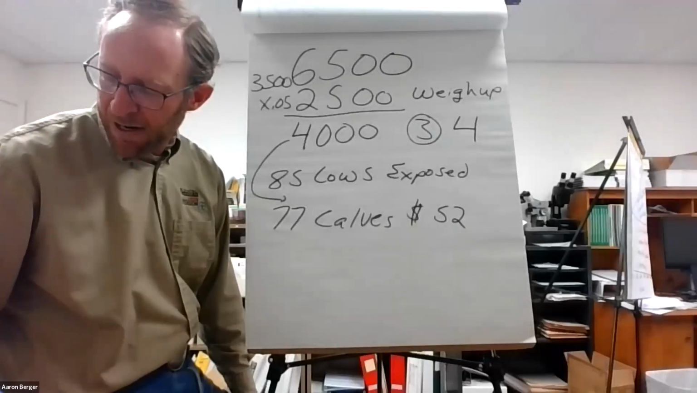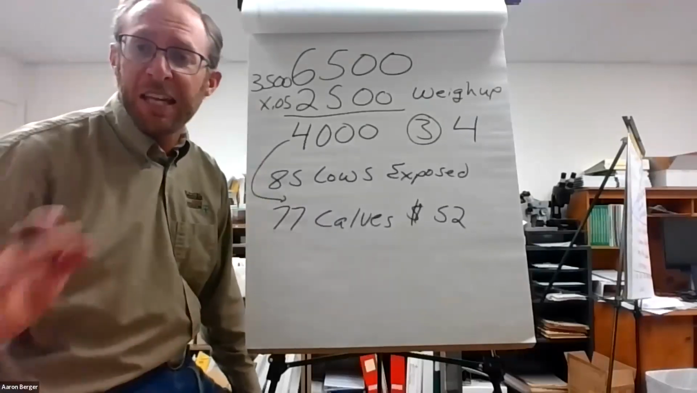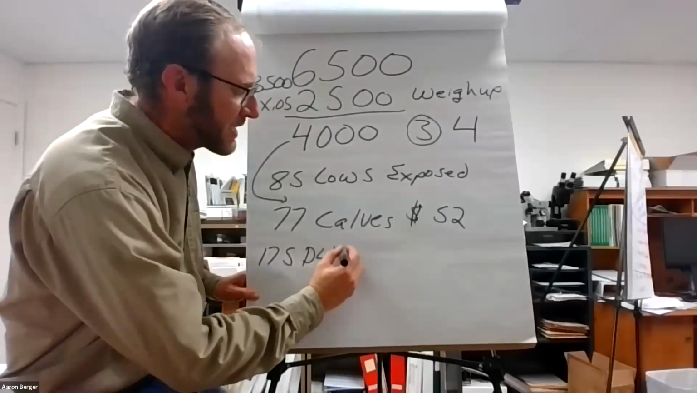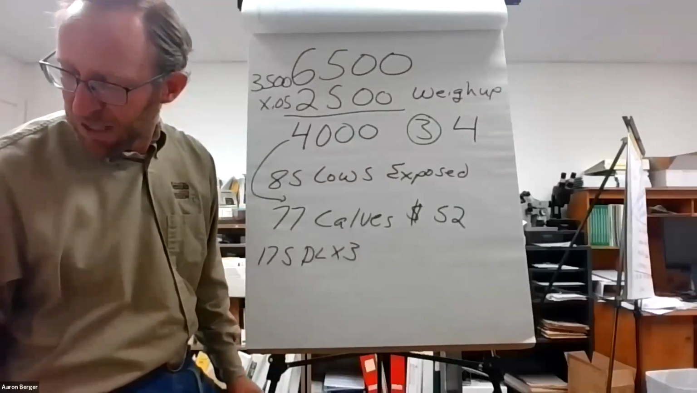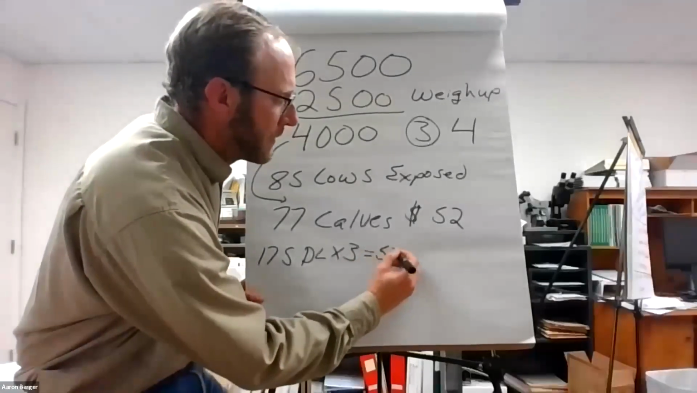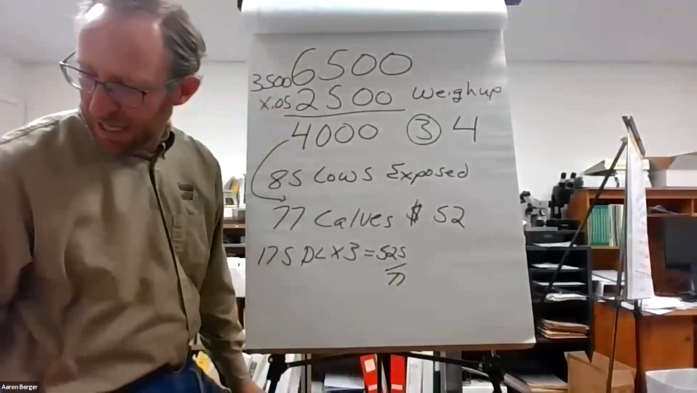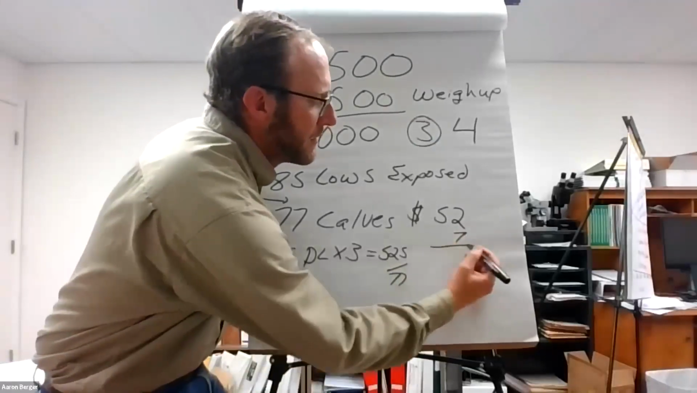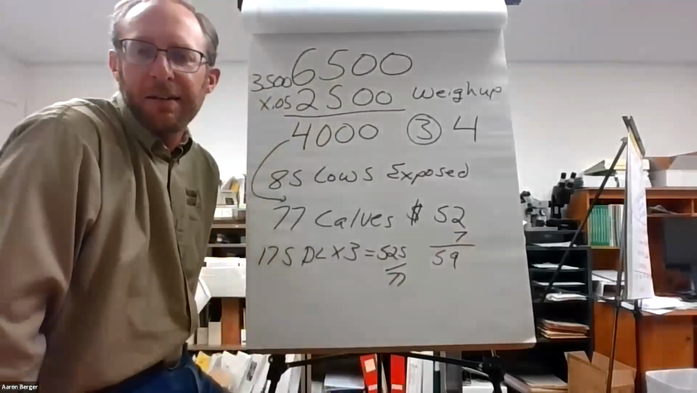If we divide that by, so we're going to have that bull, we said 3 years. So we're going to take $175 a year in death loss. We're going to take it times 3, right? Because we used him over 3 years. Okay. So 175 times 3 is $525. That's equal to 525. And we're going to divide that by our 77 calves. So let's get that math. So we're going to add roughly another $7. So that's about $59 in depreciation and death loss.